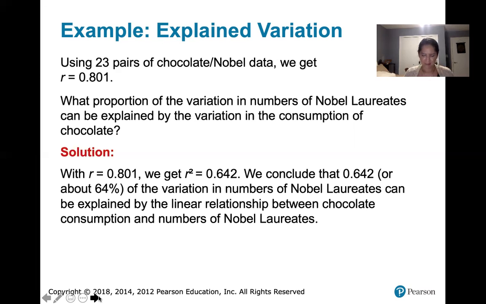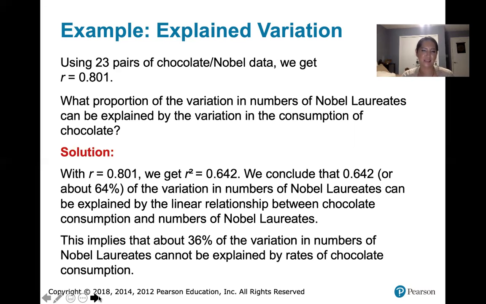So we're saying there are a lot of things that will contribute to the number of Nobel laureates that a country has. But 64% of that variation in the number of Nobel laureates can be explained by how much chocolate that country tends to consume. But that also means that 36% of that variation is not explained by chocolate consumption. So there's something else that is affecting the number of Nobel laureates that a particular country has. And that 36% of that variation likely comes from some other variable or variables that explain the variation in the number of Nobel laureates in those countries.